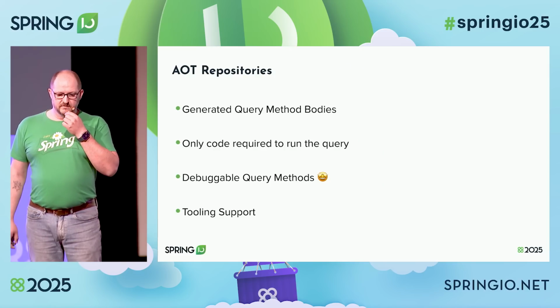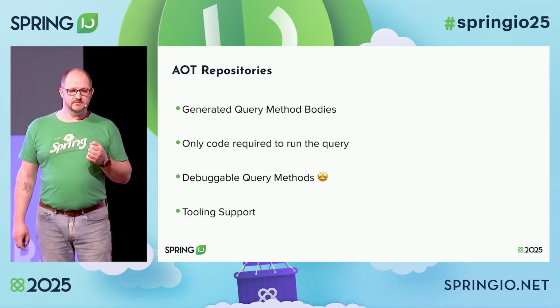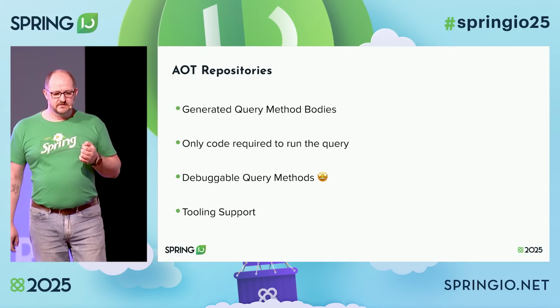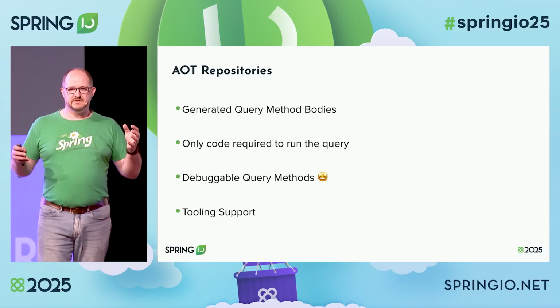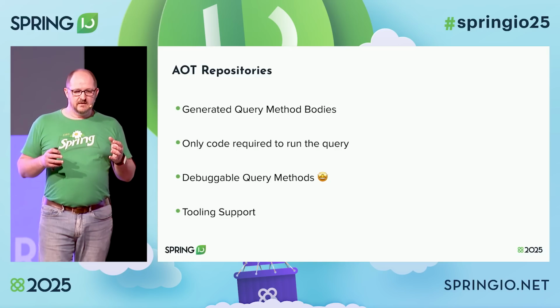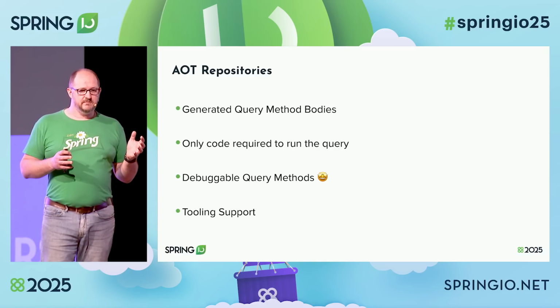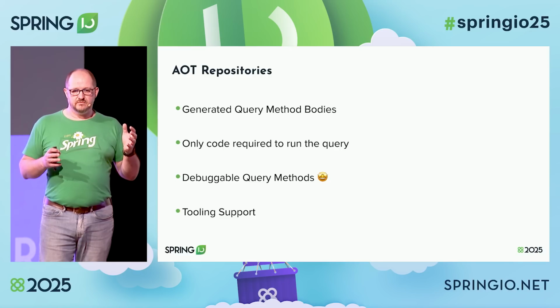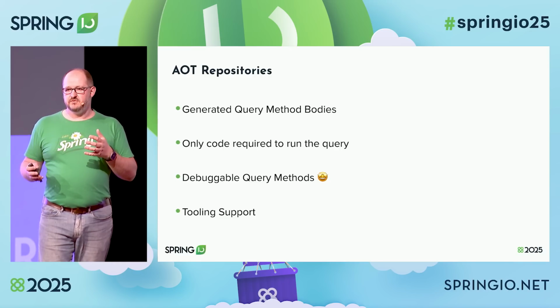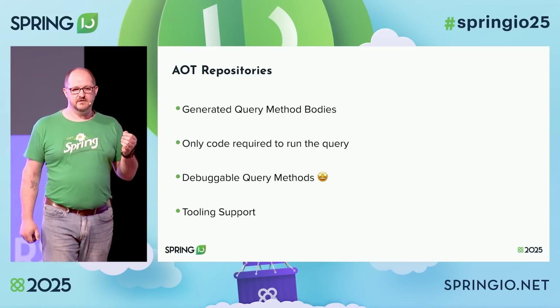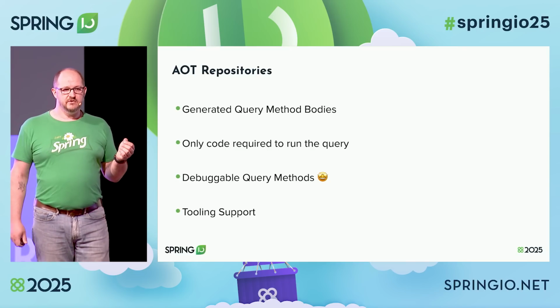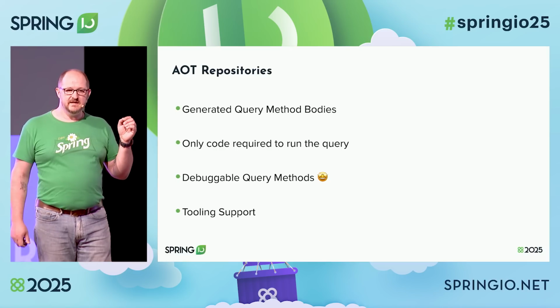Now, the beauty of AOT-generated repository code is not only that you get an awesome debugging experience, but you have to connect the dots somehow. Just having that generated fragment, it needs to be wired into your application, meaning that if you run your application in AOT mode, those fragments are being used. But that doesn't really help us with debugging yet.